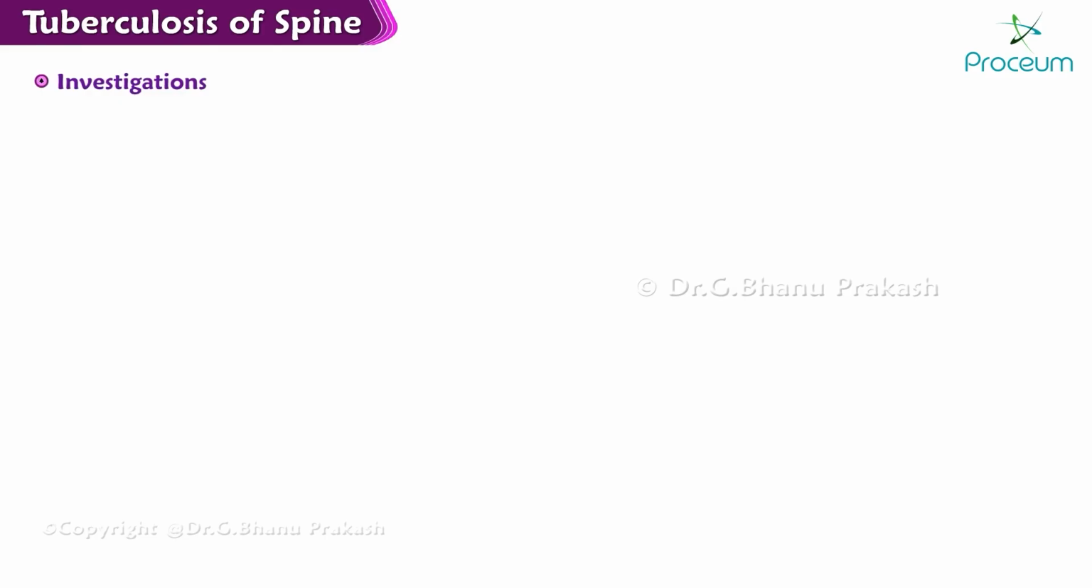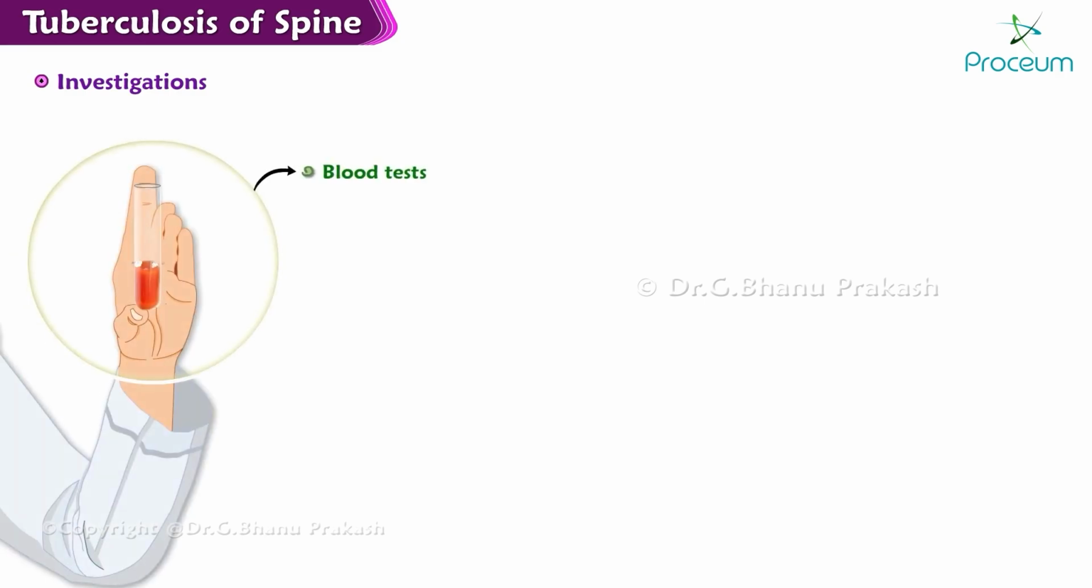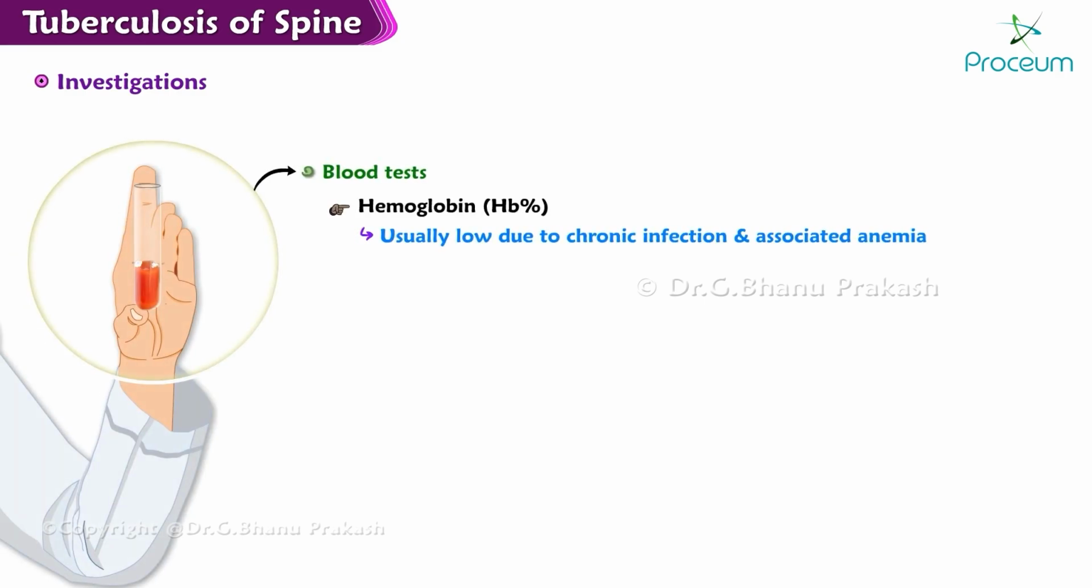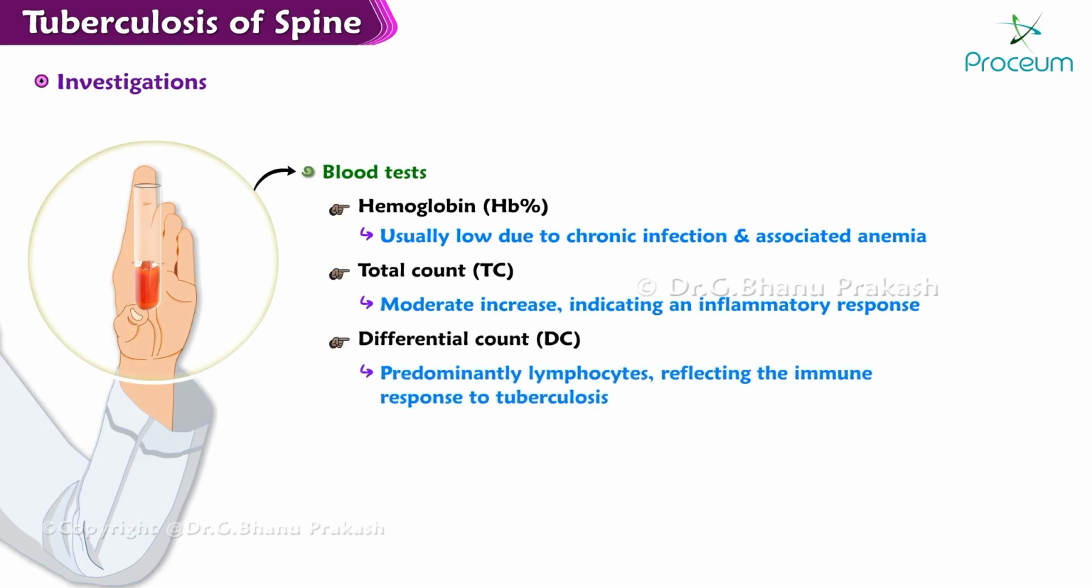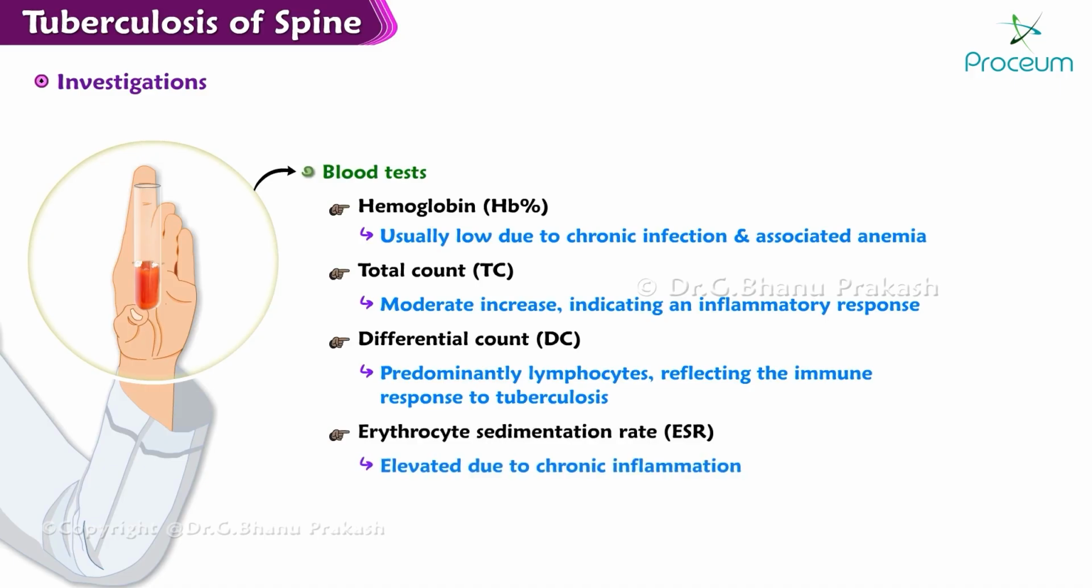Investigations. In the investigation of spinal tuberculosis, the following tests and imaging studies are commonly performed. Blood test. Hemoglobin, usually low due to chronic infection and associated anemia. Total count, moderate increase indicating an inflammatory response. Differential count, predominantly lymphocytes reflecting the immune response to tuberculosis. Erythrocyte sedimentation rate, elevated due to chronic inflammation.